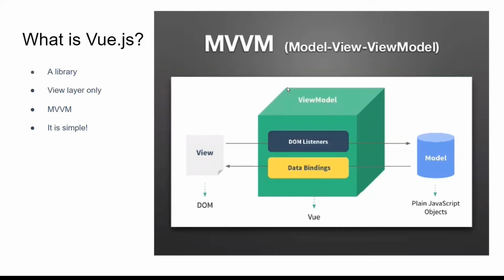So, what is Vue.js? Vue.js is a library for building interactive web interfaces. It only focuses on the view layer. It follows the MVVM pattern, which is model view view model. The biggest advantage of Vue.js is that it is simple.